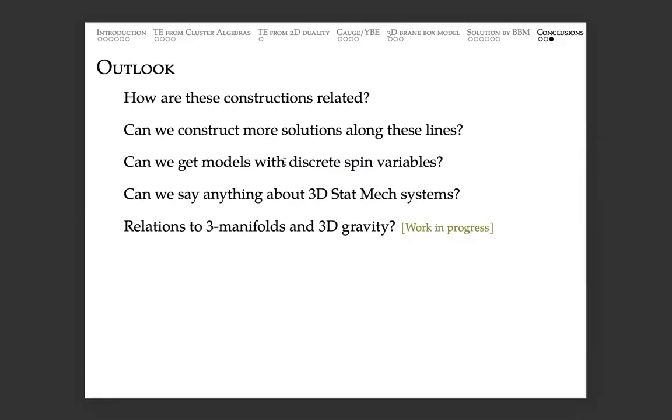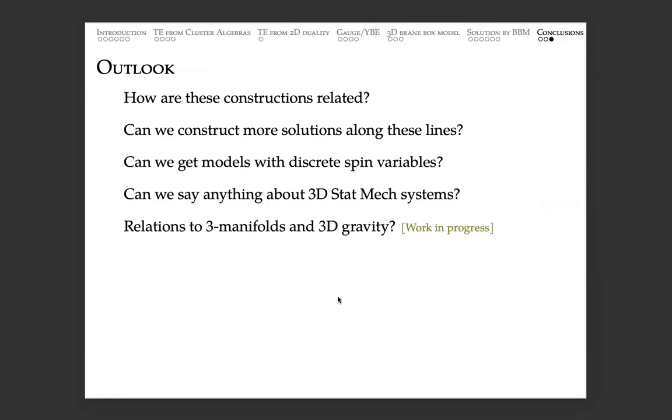And of course, not everyone, but I'm a physicist, so I would be interested in what physical things I can say about three-dimensional statistical mechanics in general from here. Finally, there's this work in progress with my students and postdocs. I said before that solutions of the tetrahedron equation constructed from cluster algebras are partition functions on S3 of three-dimensional N=2 supersymmetric gauge theories. Supersymmetric gauge theories can actually be constructed from three-manifolds.